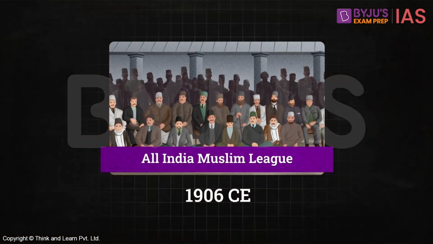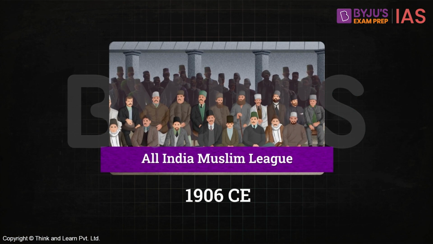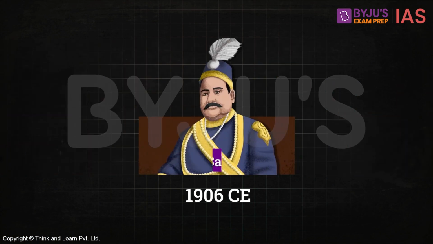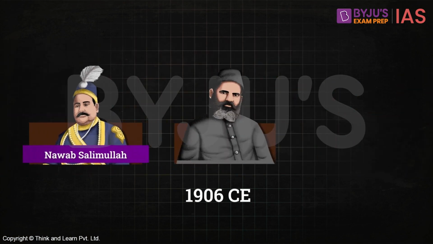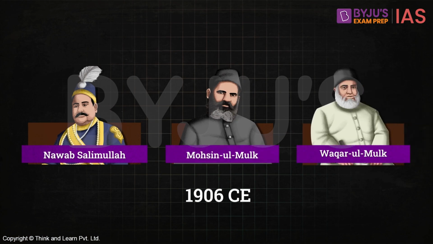Meanwhile, most of the upper and middle class Muslims of East Bengal supported partition as it enabled them to gain majority representation. To this end, in 1906, they formed the All India Muslim League under the initial leadership of Nawab Salimullah of Dhaka, along with Nawabs Mohsinul Mulk and Waqarul Mulk, and demanded separate electorates.